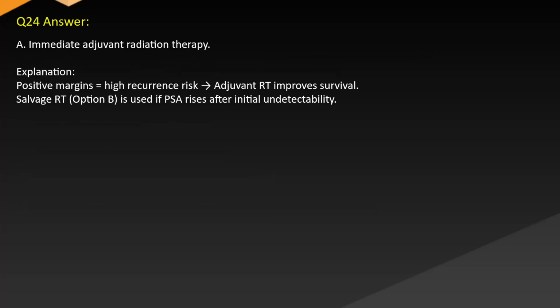Answer A. Immediate adjuvant radiation therapy. Explanation. Positive margins carry a high recurrence risk. Adjuvant RT improves survival. Option B, salvage RT, is used if PSA arises after initial undetectability.